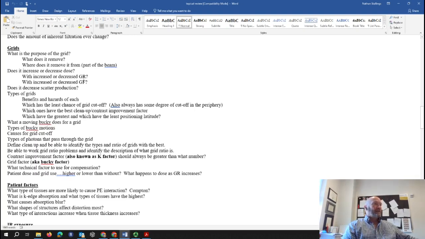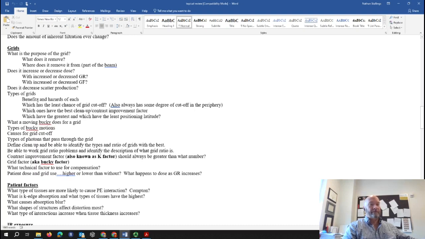So it doesn't decrease scatter production. It decreases scatter that will be incident on the image receptor. It cleans up the scatter after it's been created. So the types of grid, the hazards, I guess hazard's a bad name, but the causes for grid cutoff on each one, you have to know each one.